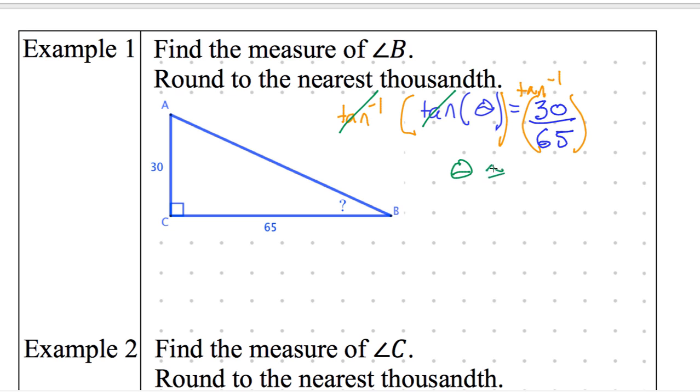Now we're going to be approximating because we're going to be rounding, so I'm going to do our little squiggly approximately equal sign. All right, I need someone to pull up their calculator. Do this for me. Someone do 30 divided by 65 and then take the arctangent of it.